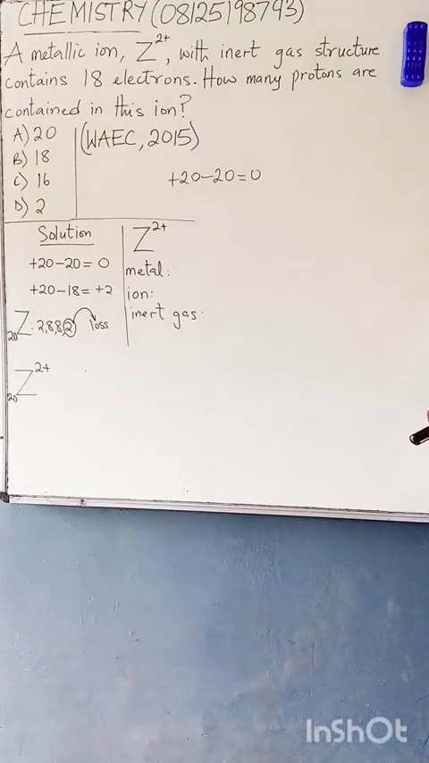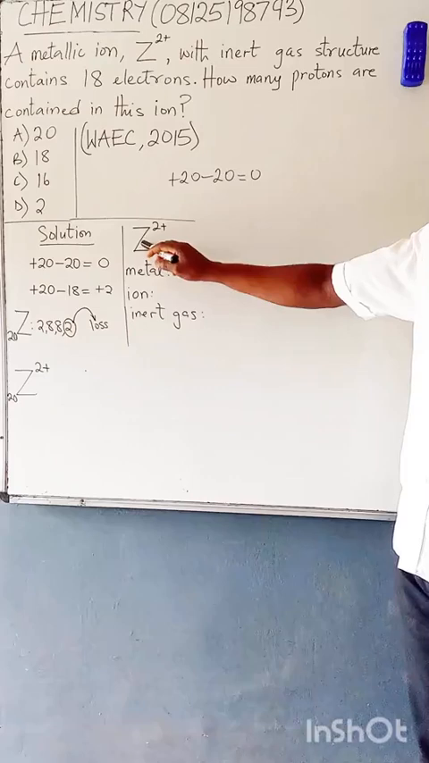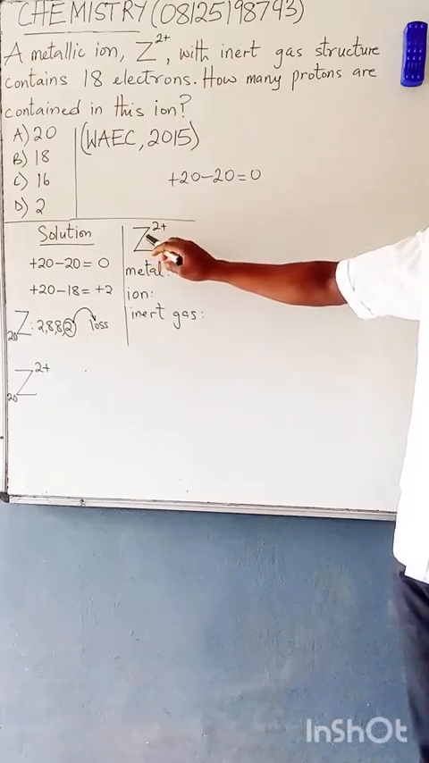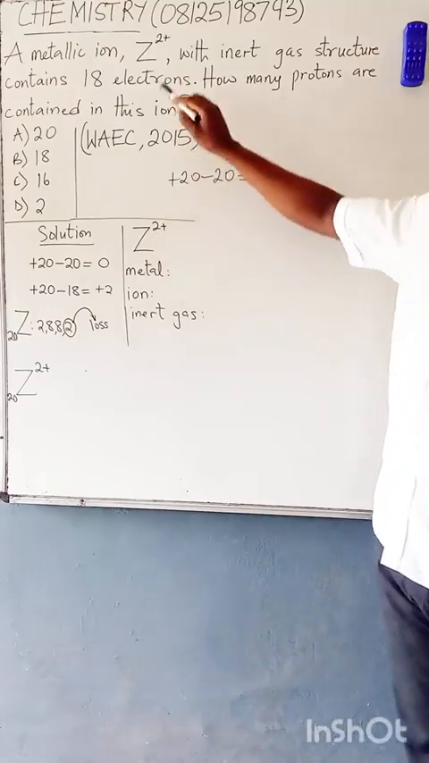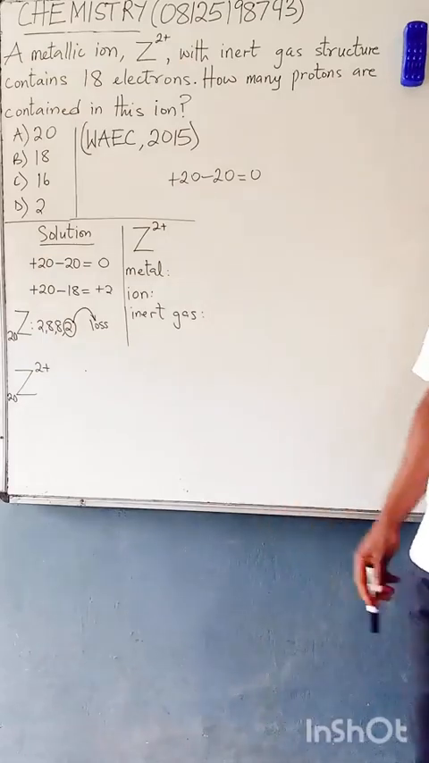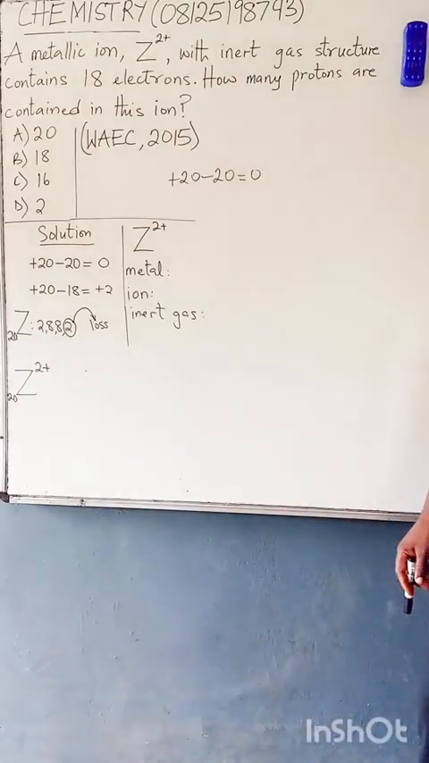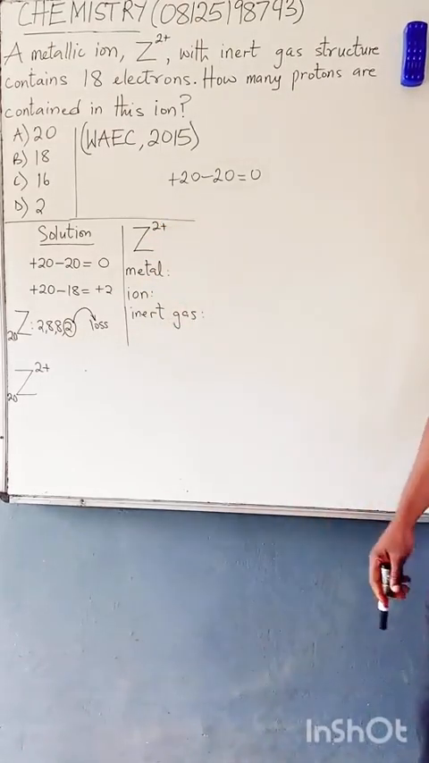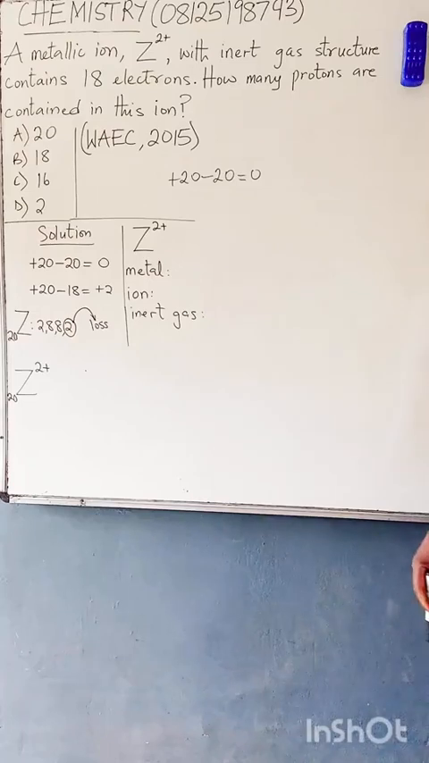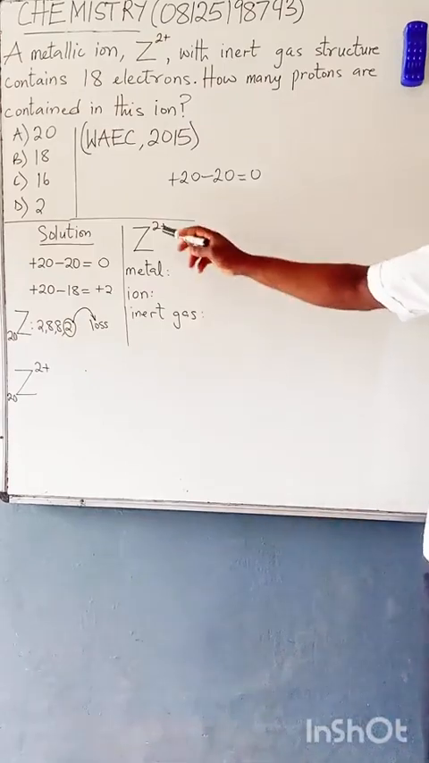But this atom here, does it have a 0 net charge? Look at what we see, 2 plus. Does it have a 0 net charge? No. Can we still call it an atom since it does not have a 0 net charge? No, it's no longer an atom. What then is it? It is an ion. How did it acquire this charge?